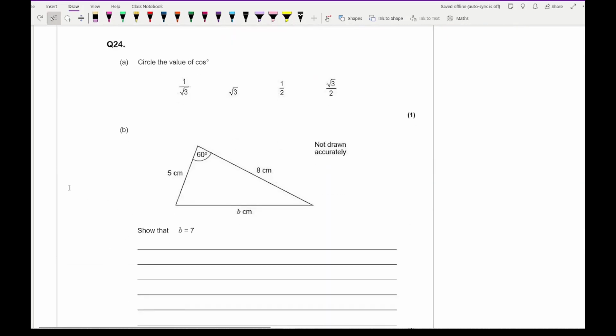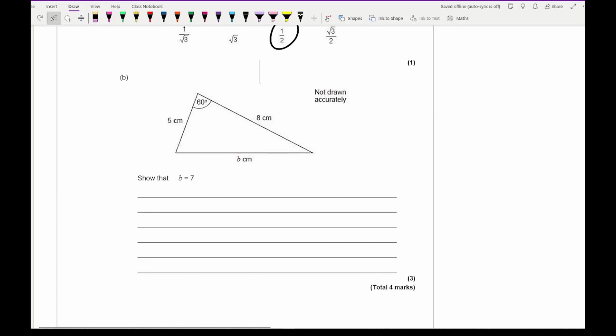Then moving on to question 24, it says circle the value of cos. Now, this question should be cos 60. So which of these is cos 60? And that's going to be a half. And then it says for b, show that b equals 7. So again, what I've got to do is use the cosine rule again. So if I label that as a, capital A, that's going to be b, that's going to be c.